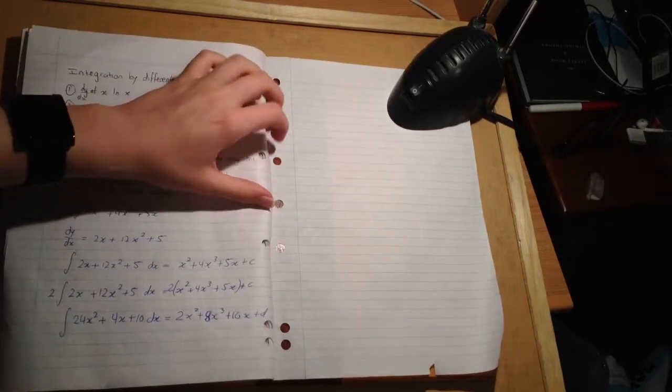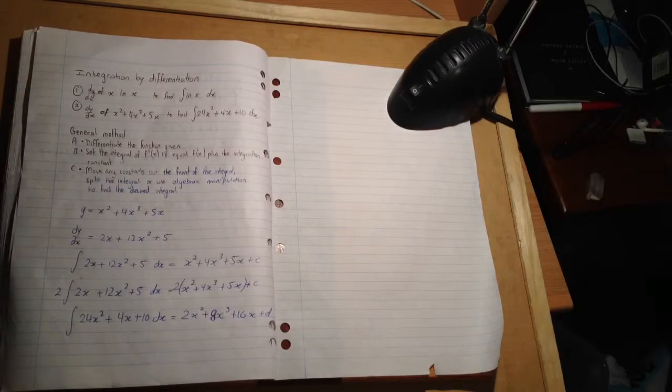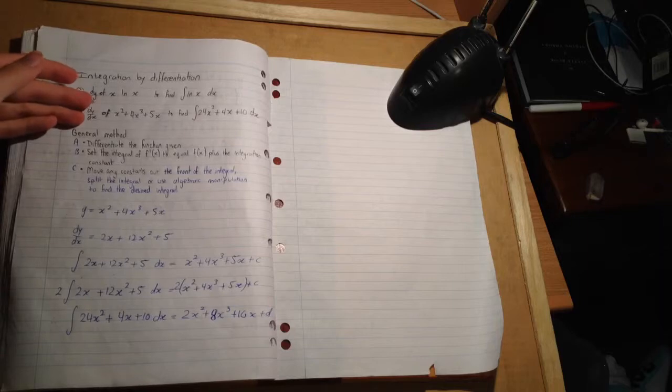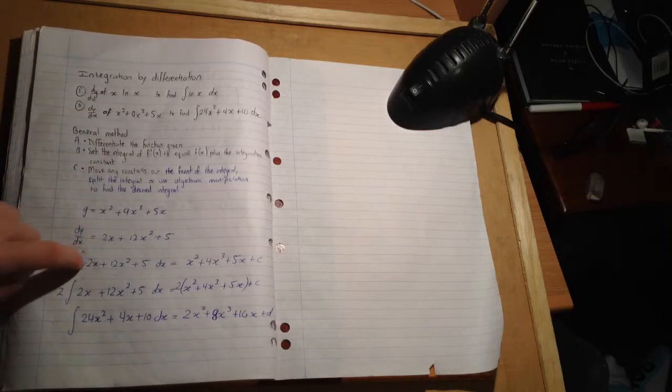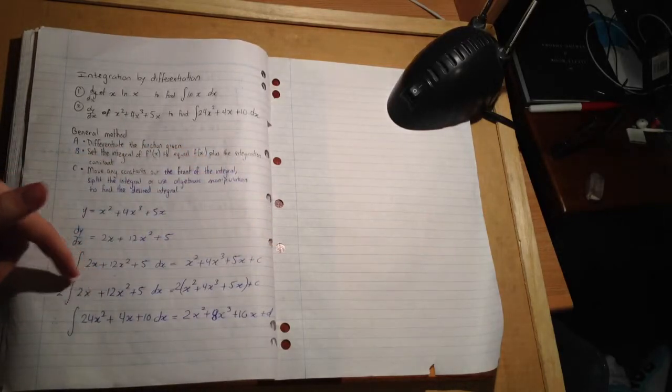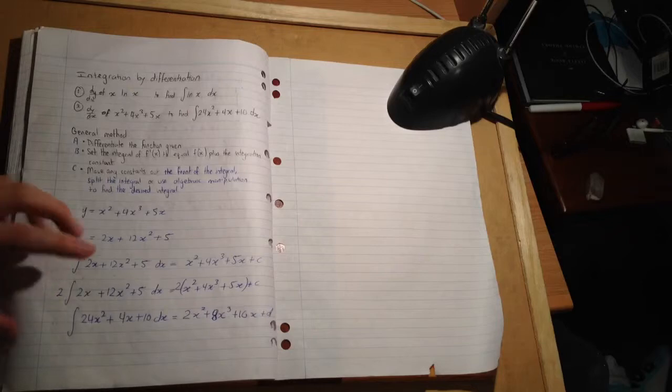Okay, so there we have it. There is our actual answer to question 2. So we differentiated to get the f prime of x, or dy dx first. We put the dy dx under the integral, and then we wrote out the f of x next to it. Then we just either multiplied it by a constant or split the integral.